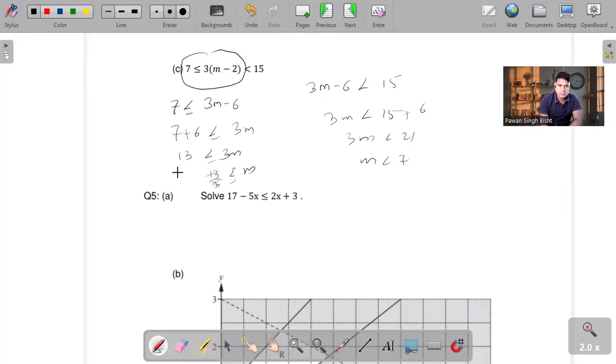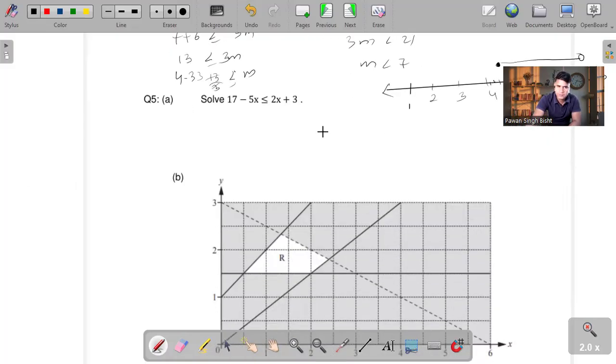So 13 over 3 means 4.33, something like 4.3, and this is less than 7. When I draw the number line, 1, 2, 3, 4, 5, 6, 7, and so on. So 4.3 is greater than 4. This is 4.1, 4.2, 4.3, somewhere here, right? From here 4.3 until 7. 7 is not included, right?